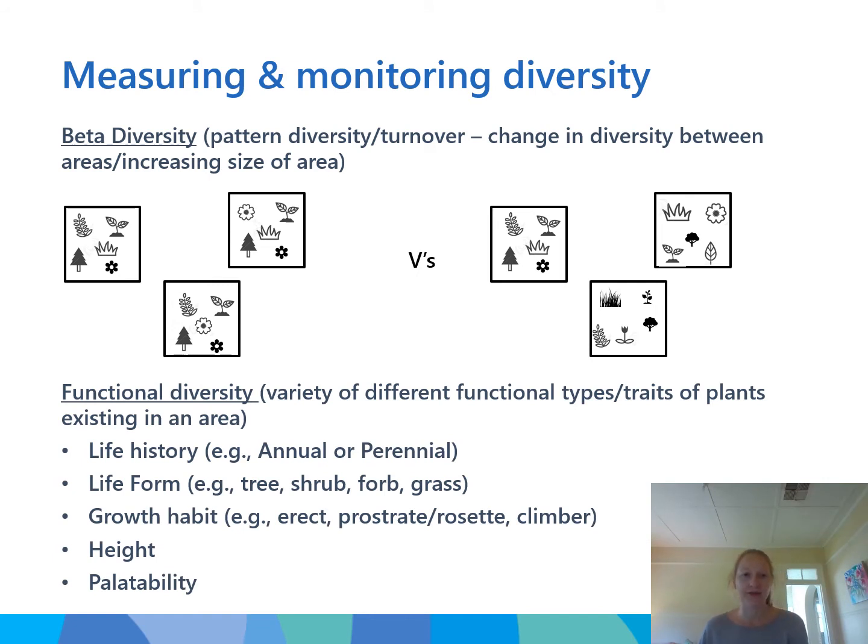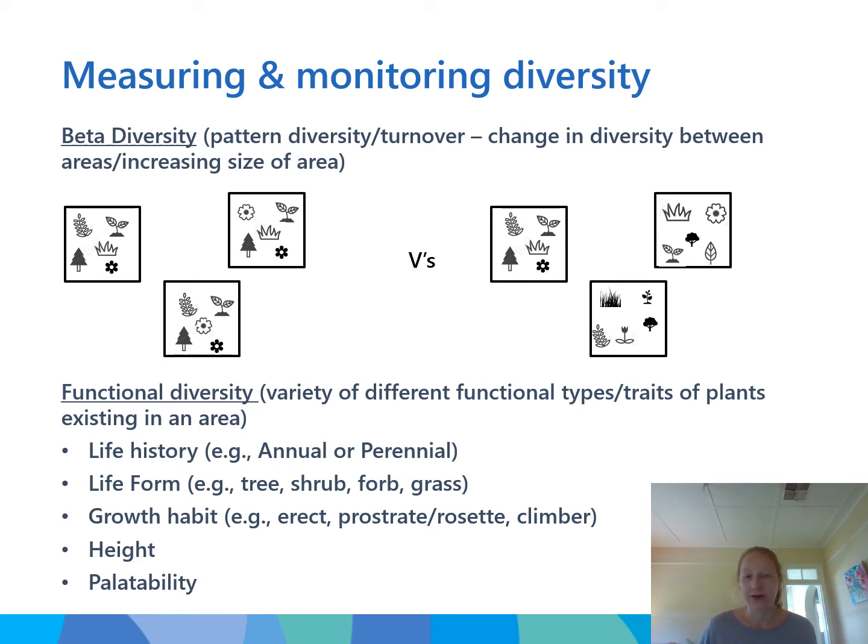The last measure of diversity I'll touch on today is functional diversity, which refers to the variety of different functional types or traits of plants that exist within an area. And so an example of some of these traits which you might want to consider is the presence of different life histories of plants within the area, for example, annual or perennial or biennial species, the variety of life forms that are present, so whether they be trees, shrubs, forbs or grasses, and these life histories and life forms are often combined into common measures such as perennial grasses or annual forbs.